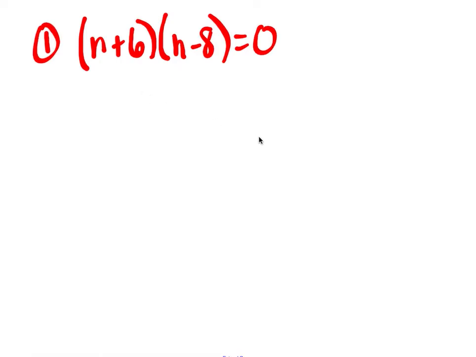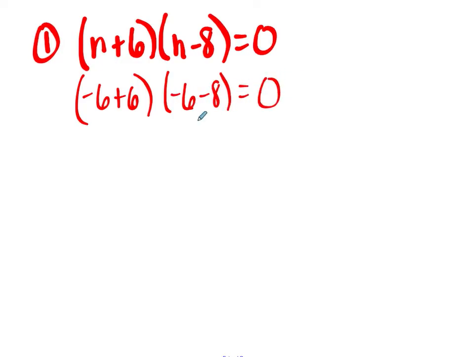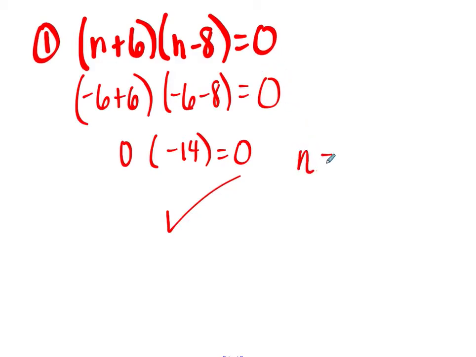Number 1 says to solve each equation. Okay, what you're finding are values that make this true. It is very easy to see that if I put -6 in for n, I would get 0 times -14, which is 0, right? So one of my solutions is -6. Agreed? What's the other solution? 8.